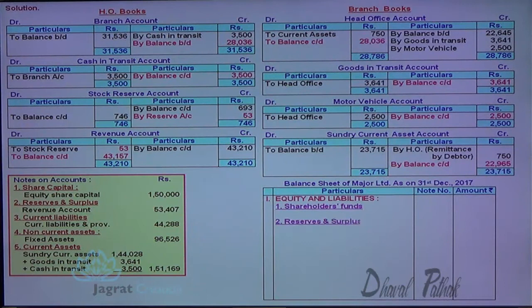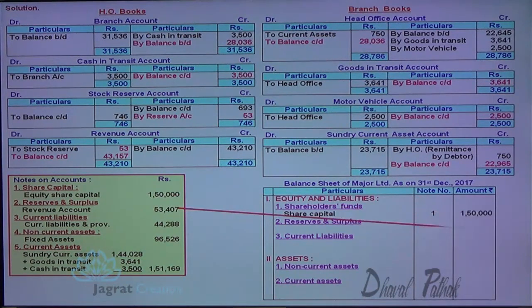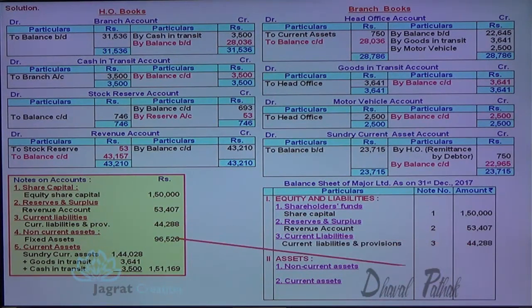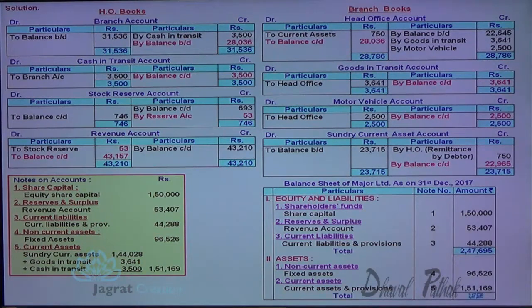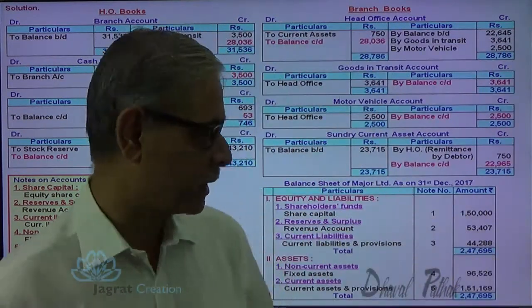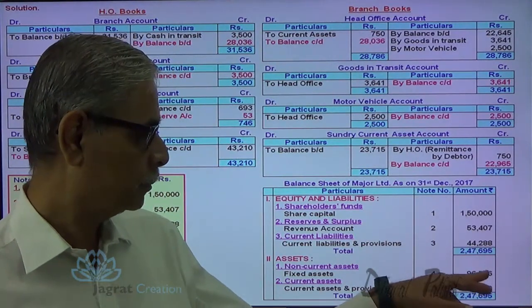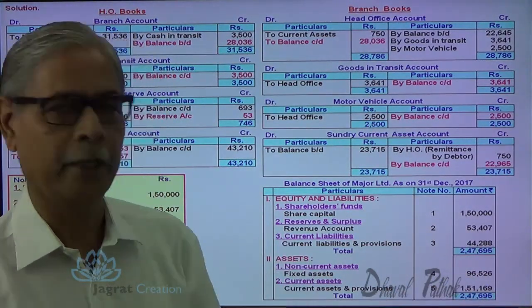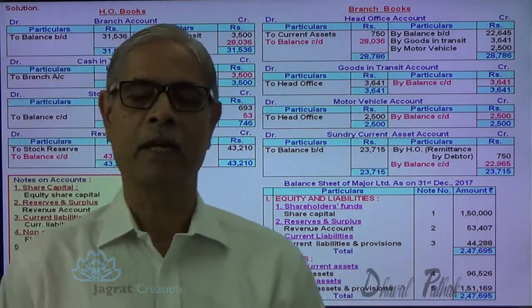Equity and liabilities: shareholders' fund, reserves and surplus, current liabilities; non-current assets, current assets. Capital 1,50,000, revenue account, current liabilities and provisions, fixed assets, 96,526, 1,51,169. The total of the balance sheet is 2,47,695. So 2,47,695 is the balance sheet total. This is okay, so this is how the balance sheet total agrees.